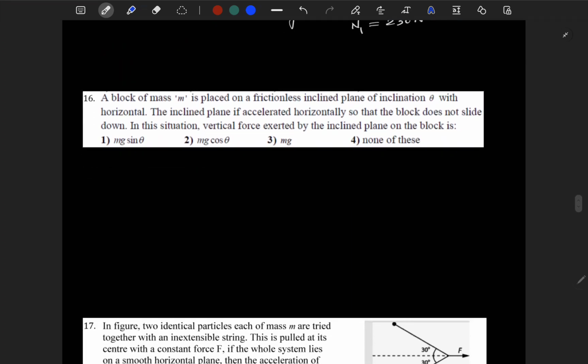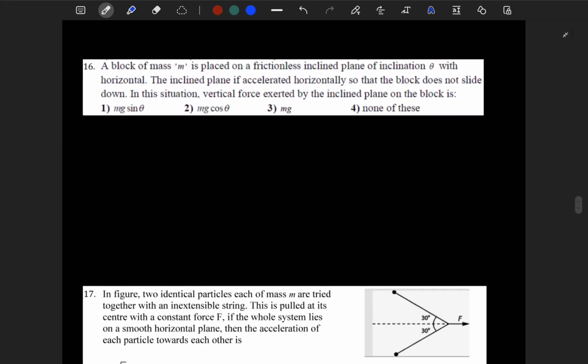Next, a block of mass m is placed on a frictionless inclined plane of inclination theta with the horizontal. The inclined plane is accelerated horizontally so that the block does not slide down. In this situation, the vertical force exerted by the inclined plane is.